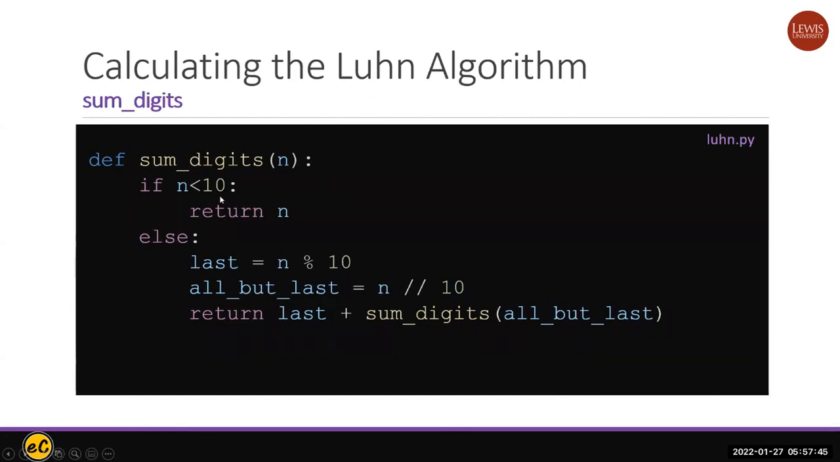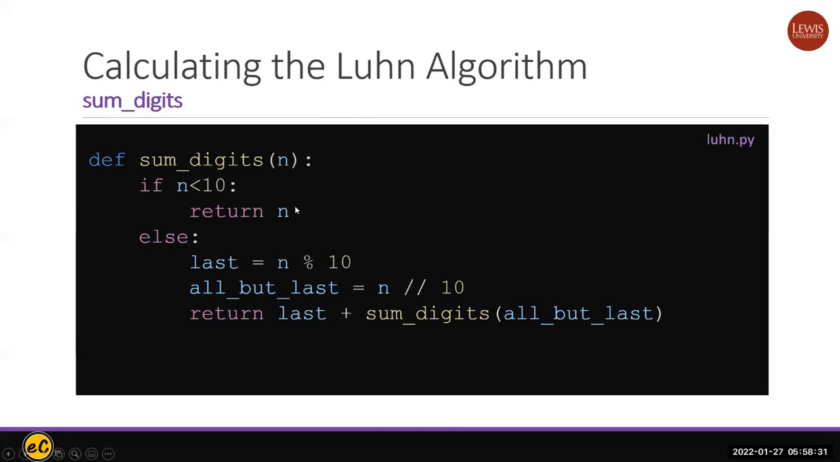So here is sum of digit. If n is less than 10, you return n itself. If it's greater than 10, you take the last digit, n mod 10, and you get the last digit plus the sum of digit of n divided by 10. You continue to do that. So this one is sum of digit.